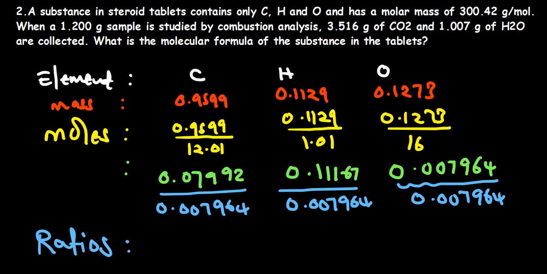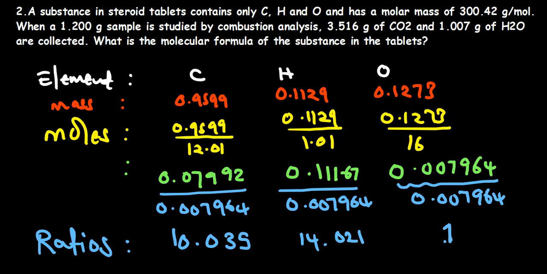So when you divide this, what are we going to get? Punch on your calculators. The first one I'm getting 10.03, and then the second one I'm getting 14.021. And then the last one I'm just getting 1.